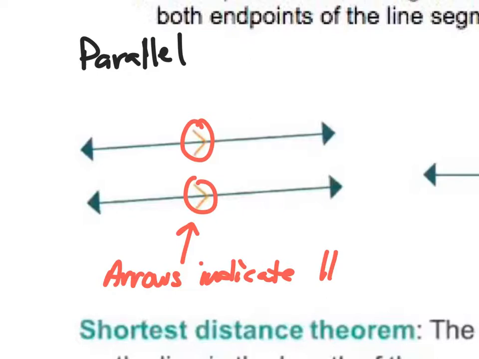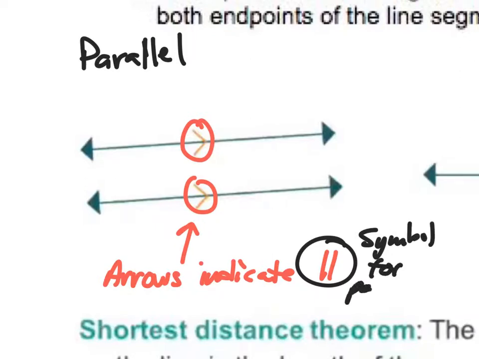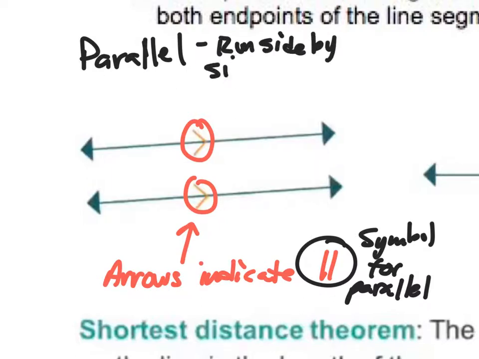Okay, and this is also another symbol used to show parallel. This is the symbol for parallel. So I'll often use that, instead of writing out the word parallel. And what we know about parallel lines is that they run side by side and never touch. So run side by side and don't touch.